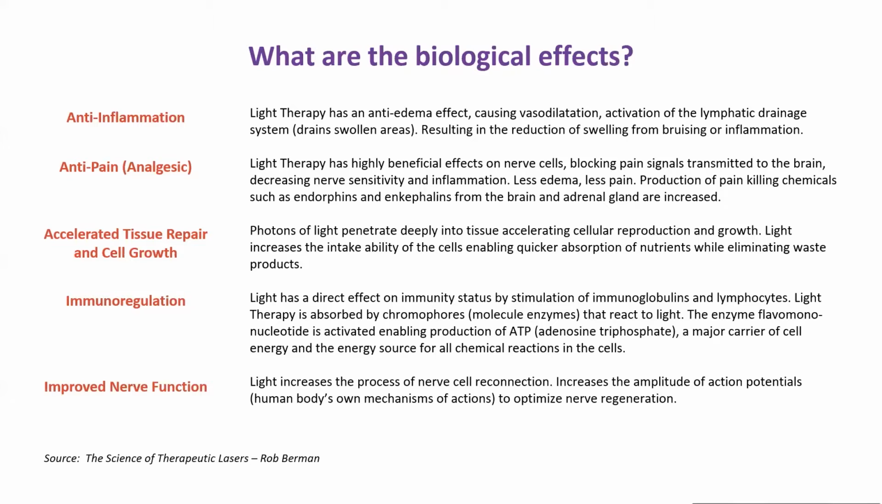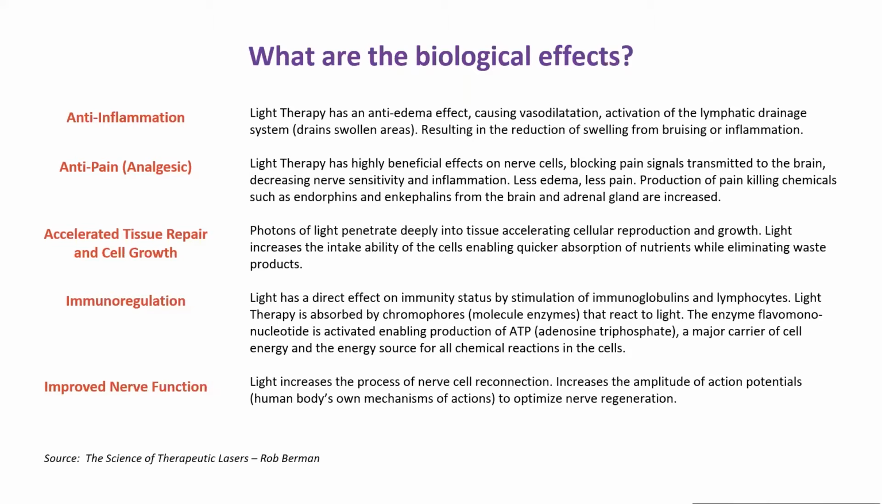We're going to produce pain-killing chemicals that are going to help the body naturally. Accelerating the tissue repair and growth. The photons of light are going to penetrate deeply into tissue, accelerating the cellular reproduction and growth. The light's going to increase our ability to intake cells, enabling quicker absorption of nutrients while eliminating waste products.